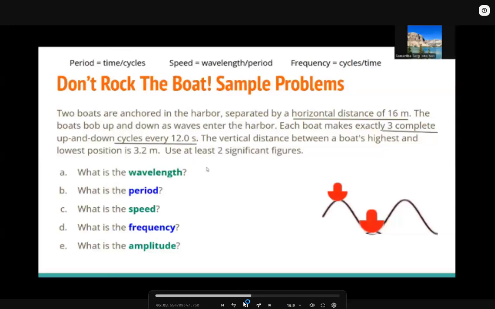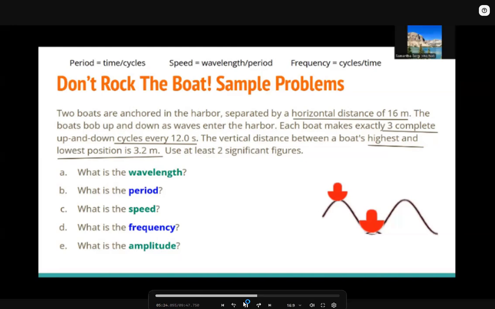I'll also underline 12 seconds because I'm going to need my time period. And then the last thing I'm going to underline is the distance between the highest and lowest position, which is 3.2 meters. So anytime you get a word problem like this, especially as we get into heavier physics problems, you want to underline the important things and numbers. And honestly, the numbers are the most important thing.